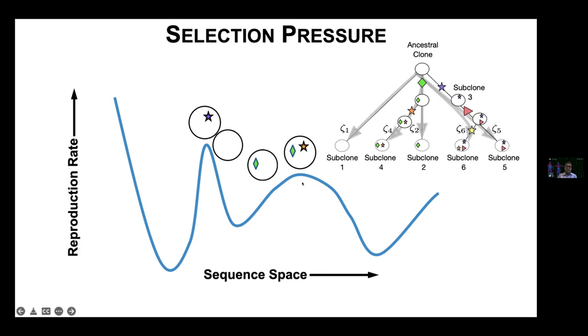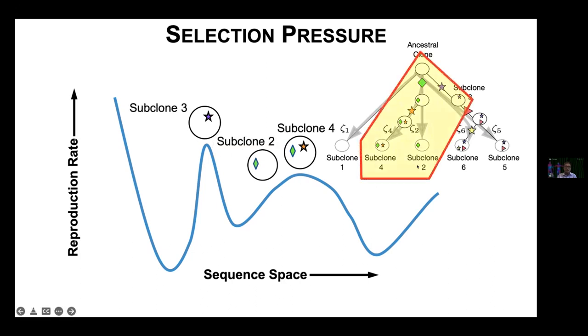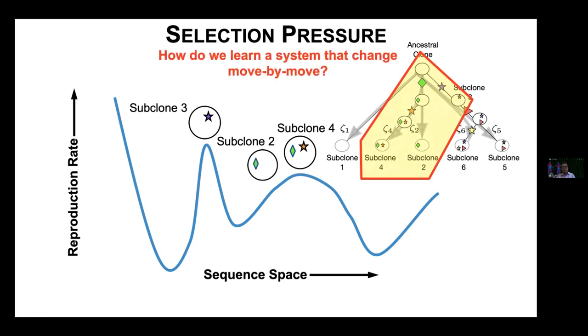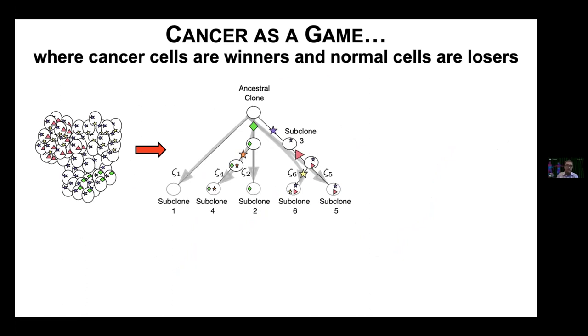So this scenario I just drew is what we see here in the tree, and could be one of the explanations for what's going on in the tree. We really want to use this to figure this out, and in particular, it's this area under this yellow shape here. So how do we learn a system that potentially changes its rules move by move? That's a very difficult system to think about for most models, but this is just the reality of where it goes.